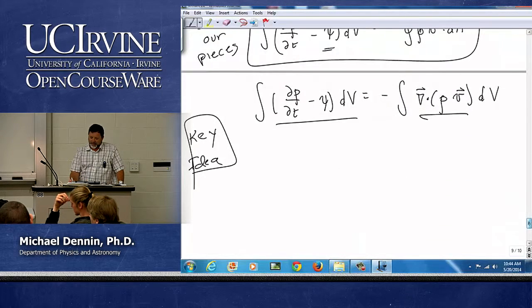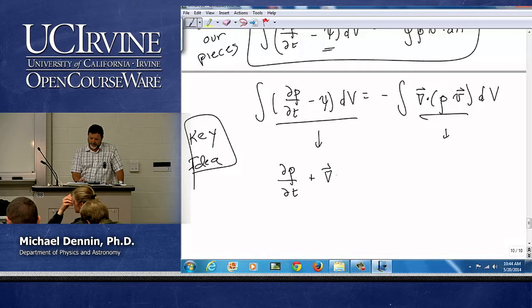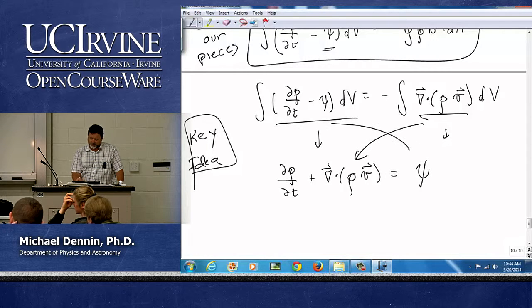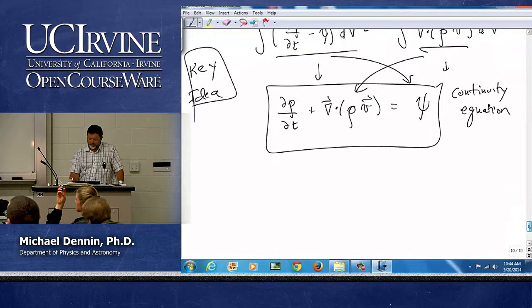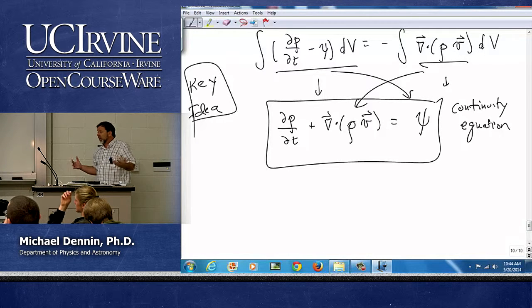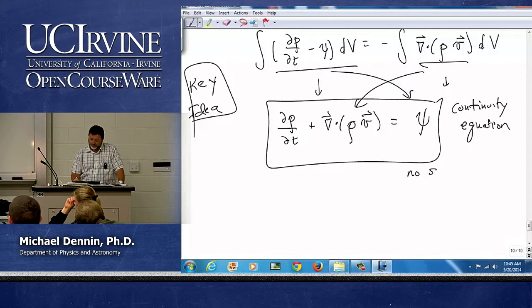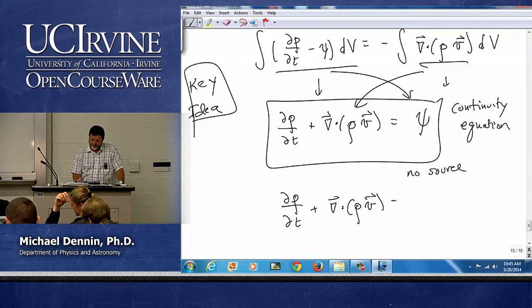Never mind. But now I can pull these out and I have d rho dt, and I'm going to reorganize this, plus grad dot rho v equals psi. So I brought that over there and the psi over there. And this is the continuity equation. And one of its more common forms is, like we said, with mass in general, there's no source for mass, right? So if there's no source terms, then we see d rho dt plus grad dot rho v equals 0.